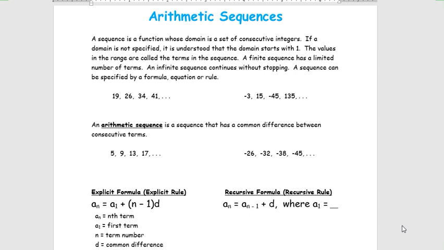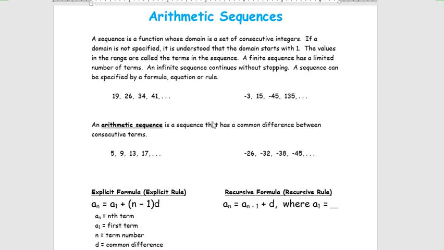First, let's talk about what a sequence is. A sequence is a function whose domain is a set of consecutive integers. If a domain is not given, we know that the domain starts with 1. The values in the range are the terms in the sequence. A finite sequence has an end, an infinite sequence goes on forever. A sequence can be specified by what we call a formula, an equation, or a rule, and we'll see that below.